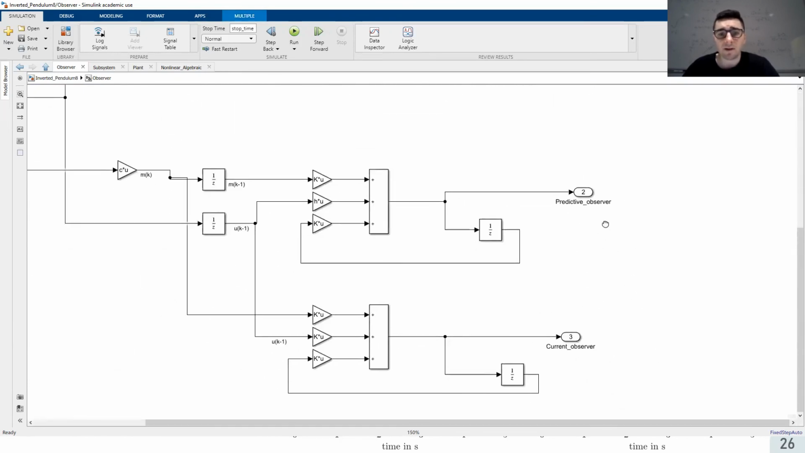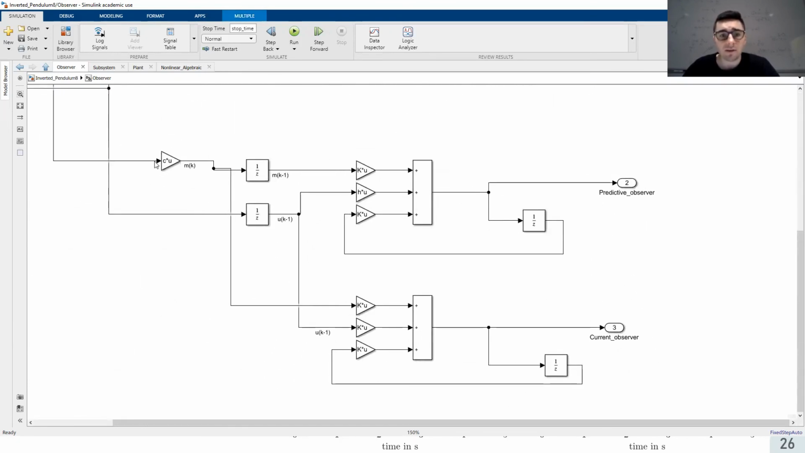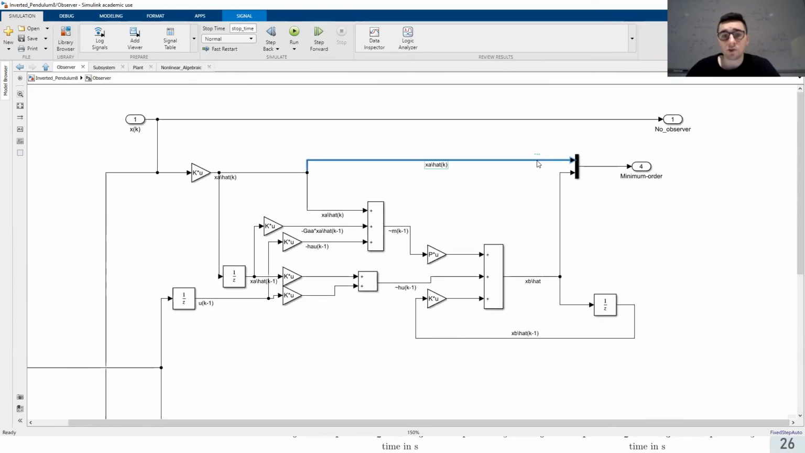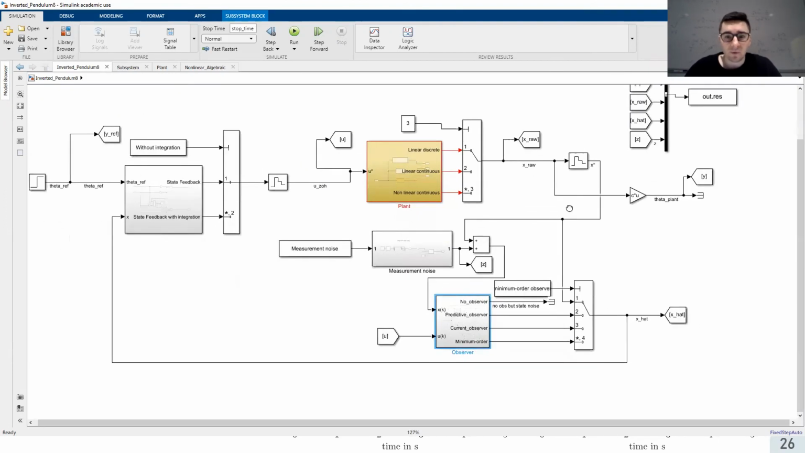Whereas for the predictive and current observer, you can see that I'm taking the first state and second state, sorry, and still I'm processing everything before creating the observation. That means that for the state that I observe, even if it's measured, the estimation is not the measurement. Here, all the states that are measured are directly taken as estimates. This is the only big difference between these two methods.